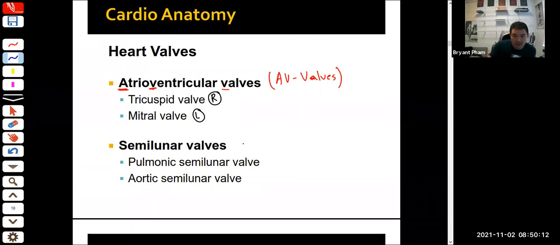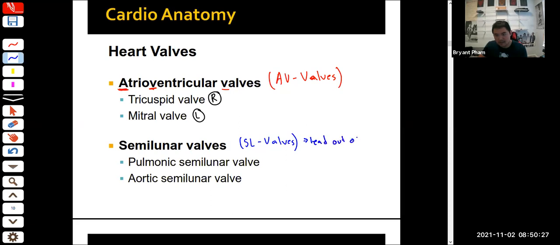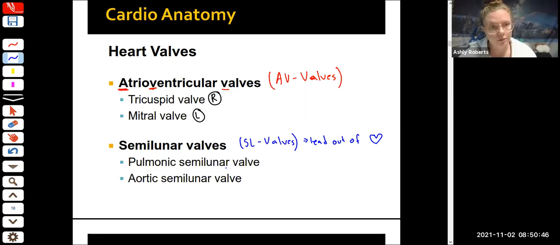Your semilunar valves, so I call them SL valves. These are the valves out of the heart. They lead out of the heart. So if you want to leave the heart, you need to go through the semilunar valves. Pulmonic semilunar valve tells you where it's going. Pulmonic semilunar valve, you know it's going to the lungs. Therefore, right or left? Right.